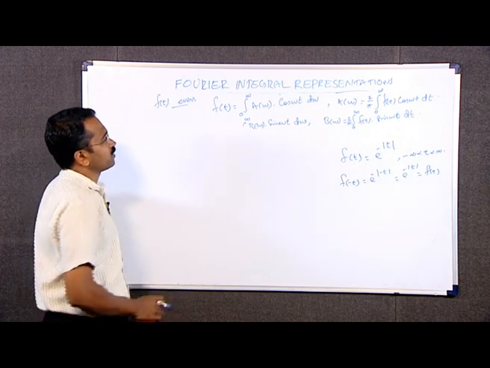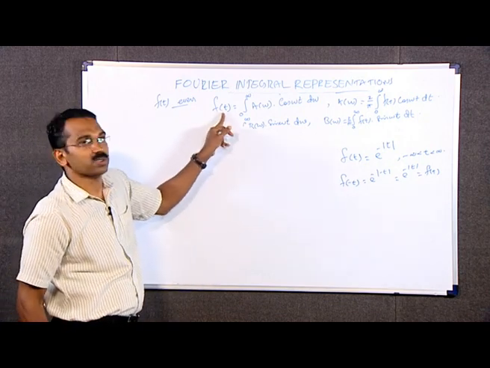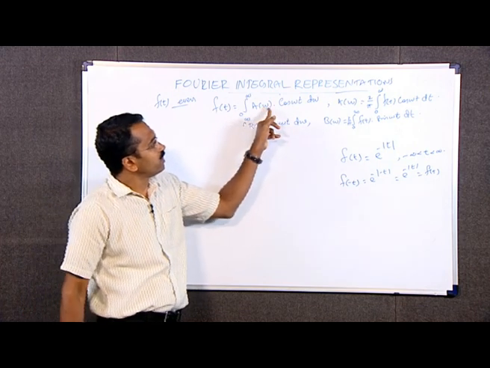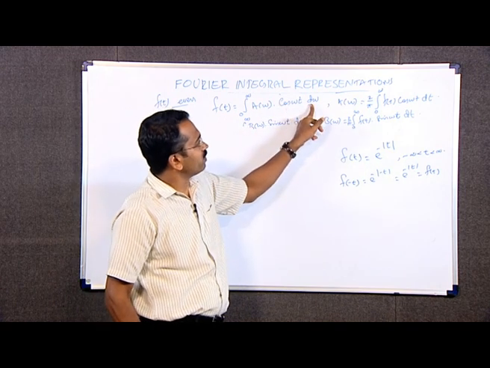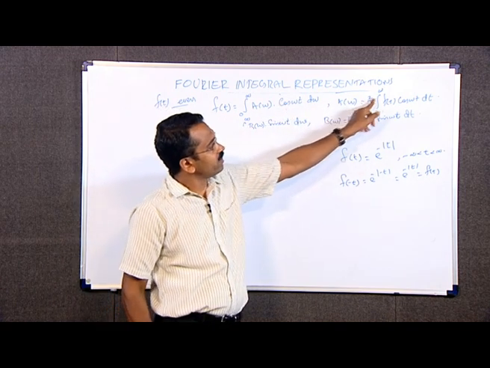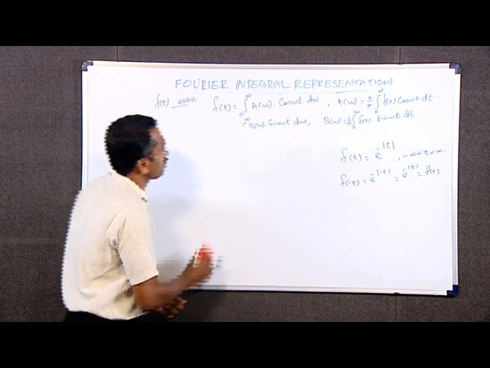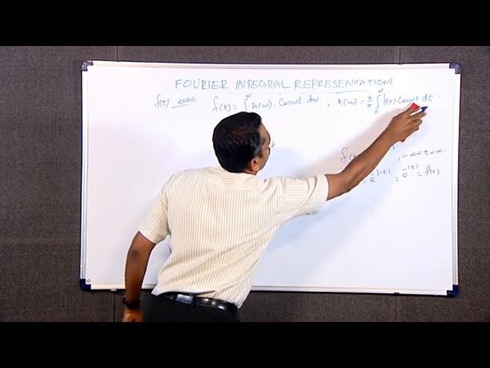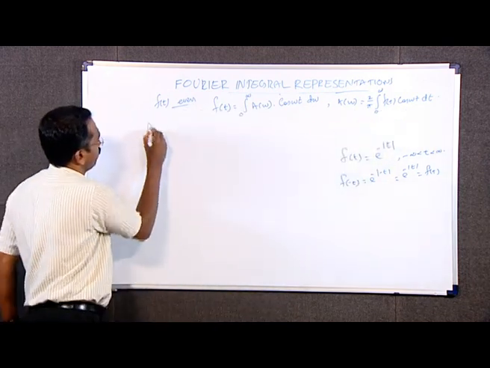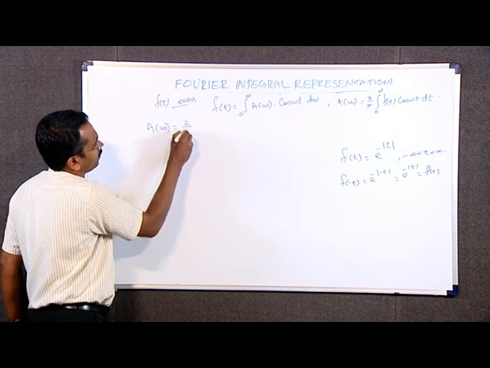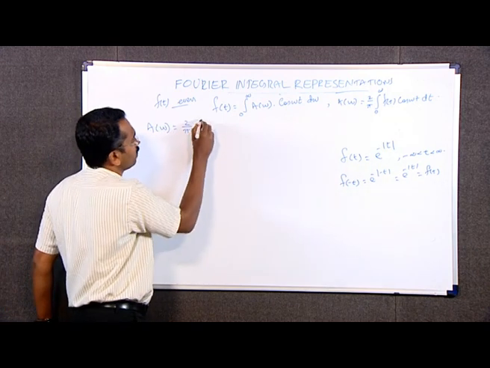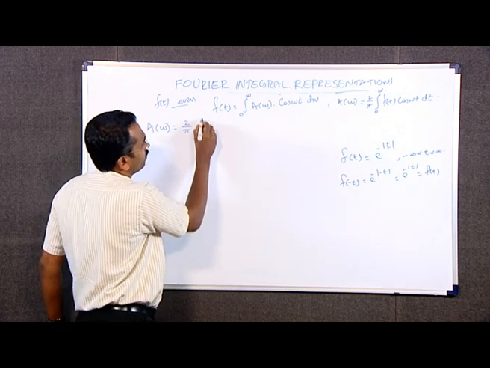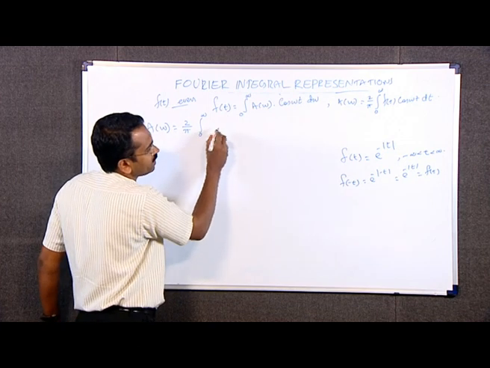In this case, the corresponding Fourier integral representation is f of t equal to integral from 0 to infinity a omega into cos omega t d omega, where a omega is given by this expression, that is a omega equal to 2 by pi into integral from 0 to infinity f of t.